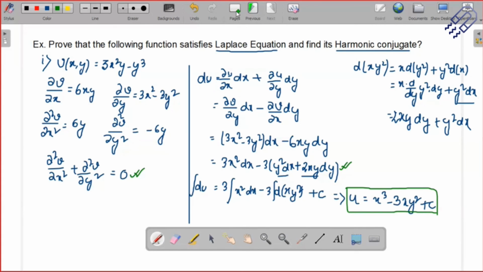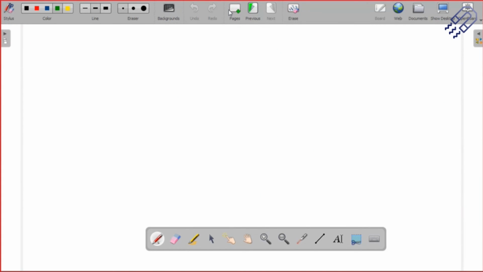Okay, let me give you one question now, which you can do on your own. Let's see if you can do it. Let me take one more example. It's the same. You have to find out whether it satisfies the Laplace equation or not, and also find out its harmonic conjugate. But this time I'm giving you u, I'm not giving you v.